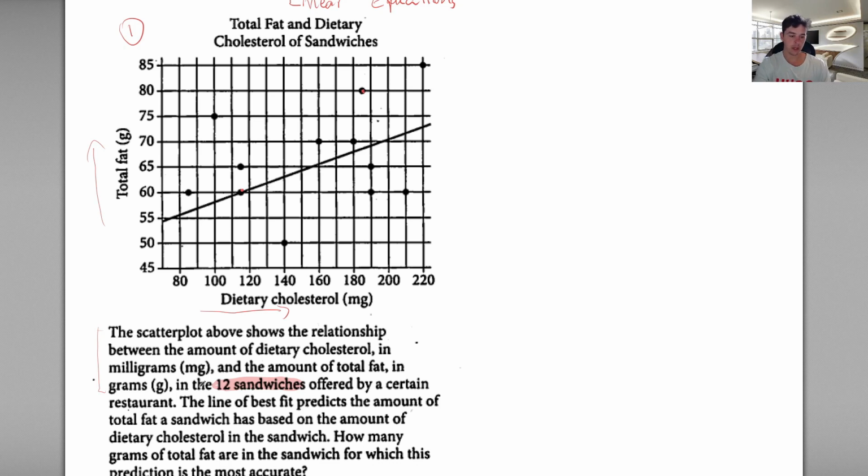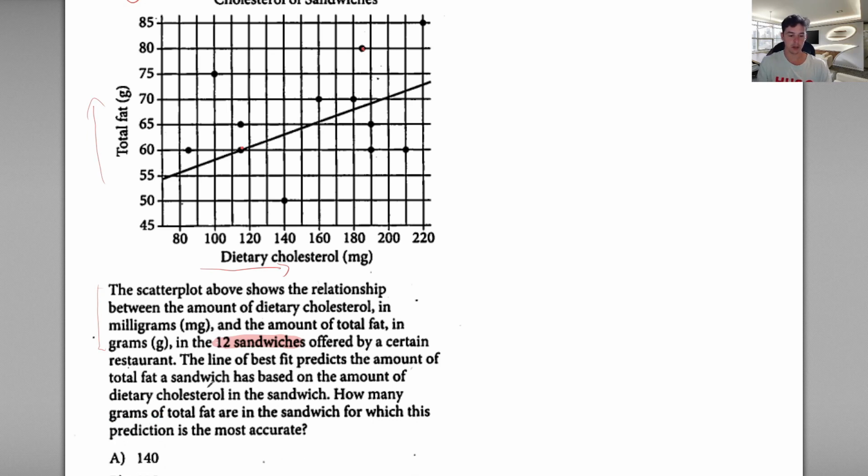In the 12 sandwiches offered by a certain restaurant, the line of best fit predicts the amount of total fat a sandwich has based on the amount of dietary cholesterol in the sandwich. Okay. How many grams of total fat are in the sandwich for which this prediction is the most accurate? So, since we have a scatter plot here and we have a line of best fit, the most accurate prediction is when the point is nearest to the line. So, this point right here.